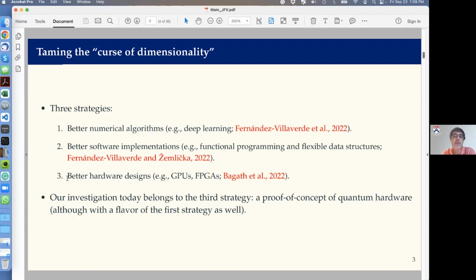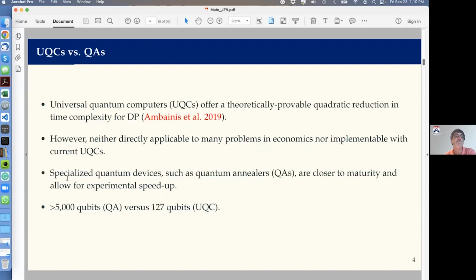Okay, so we investigated GPUs, they work very well. We investigated FPGAs, they work very well. Can quantum computers also do something good for us? And in that sense, I'm going to show you a proof of concept of quantum hardware, which I think is going to have very promising results. There is also, however, a flavor of the first strategy, because taking standard dynamic programming to a quantum computer, a quantum hardware, and trying to do it in an efficient way involves thinking a little bit about how you formulate algorithms about this fact. Okay.